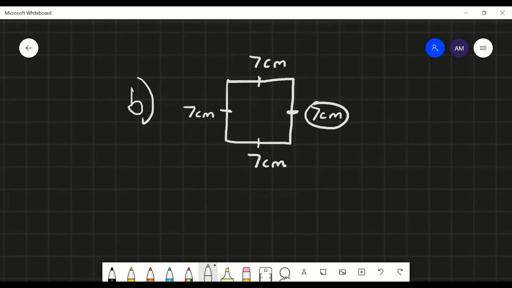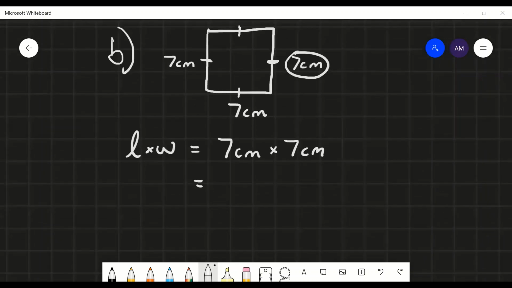Well, let's do the length times width again. So it doesn't really matter which is which. It seems as though the length here is 7, and the width is also 7 because every side is 7. So what's 7 times 7? That would be 49. And then a centimeter times a centimeter is a centimeter squared.